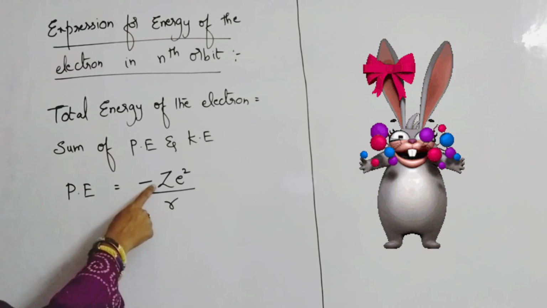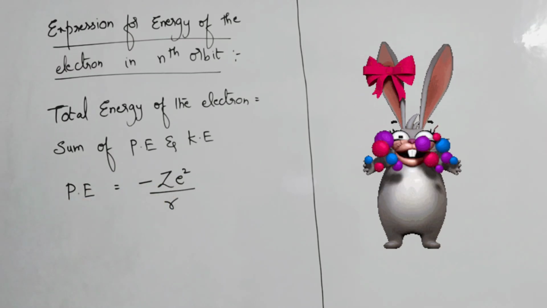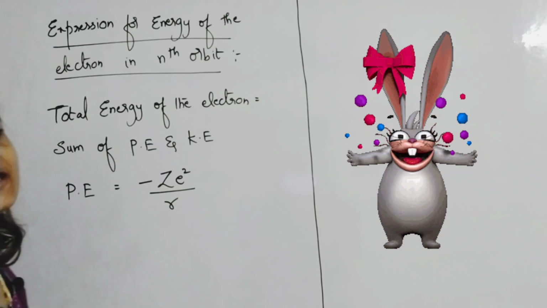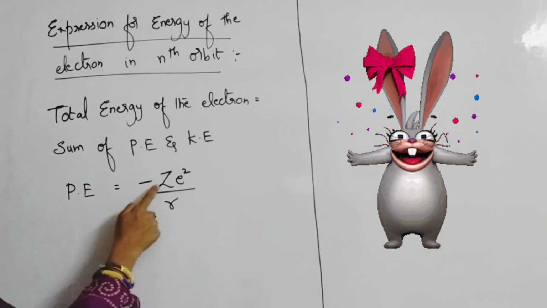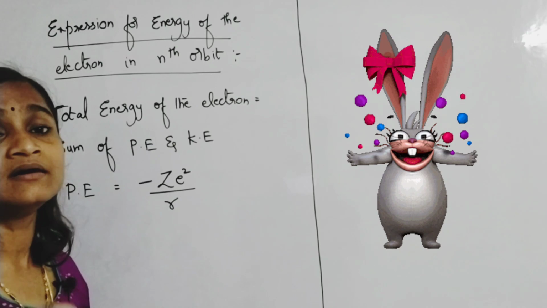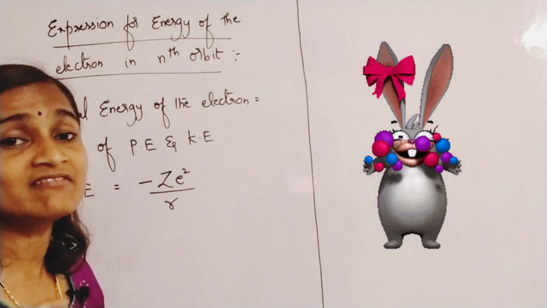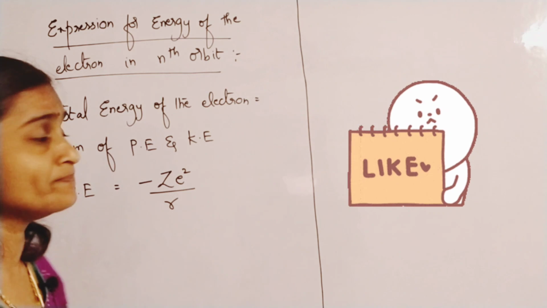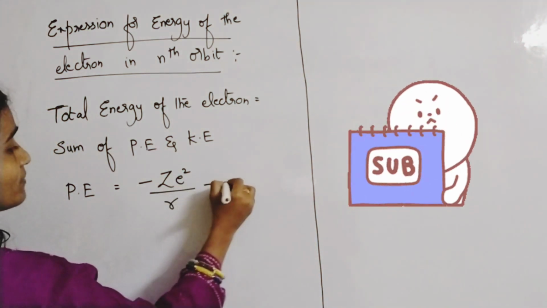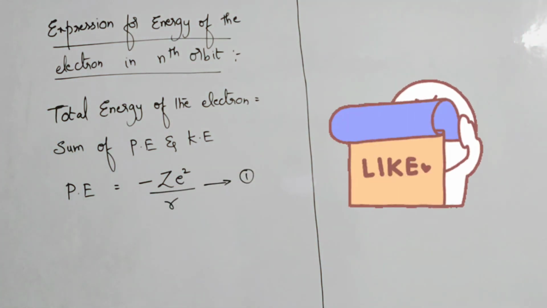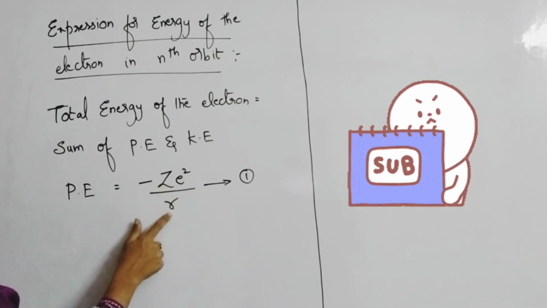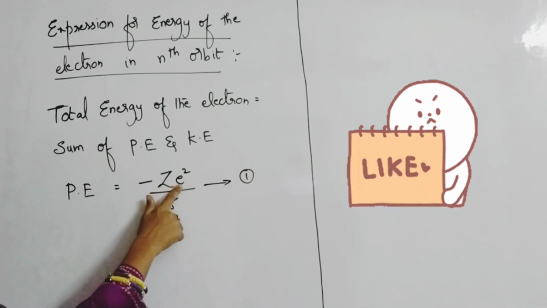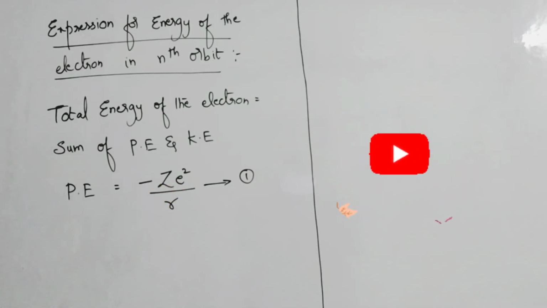Here Z is the atomic number, E is the charge of the electron, and R is the radius of the orbit. So potential energy is given by the formula minus Ze square by R. There will be a significance for the negative value; we will be discussing that shortly. Please remember this formula, the first equation. Potential energy of the electron is equal to minus Ze square by R. Z is atomic number, E is charge of electron, and R is the radius of the orbit.